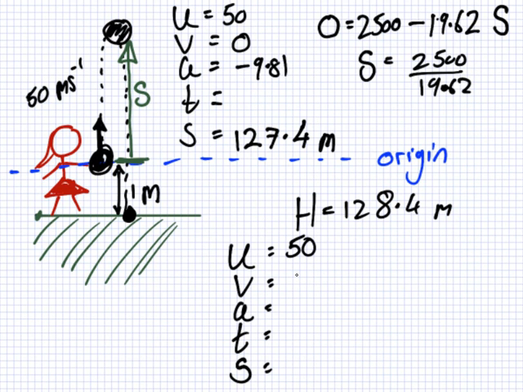The V, we don't know. It wasn't 0 when it hit the ground. It just became 0 after it hit the ground. So we actually don't know this. The A, okay, good. The T, we don't know. That's what we want. And the S?